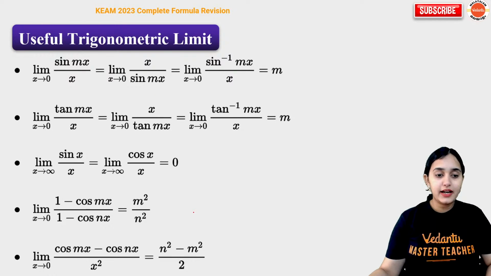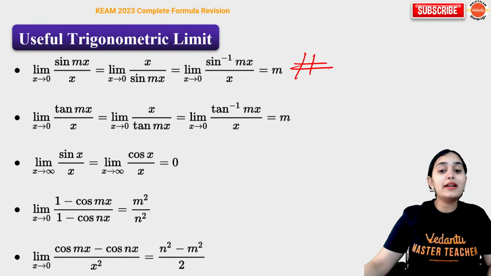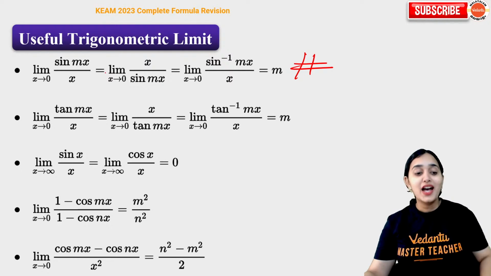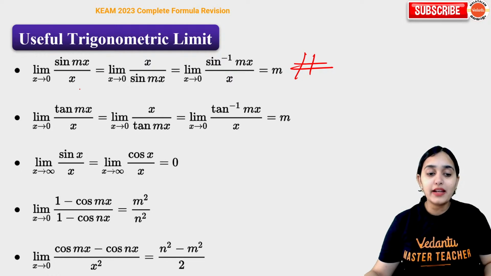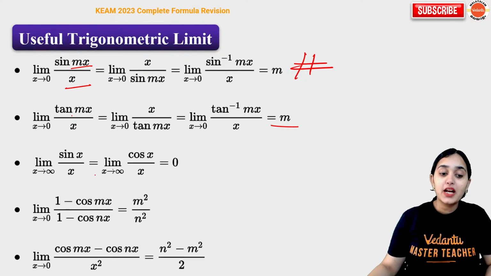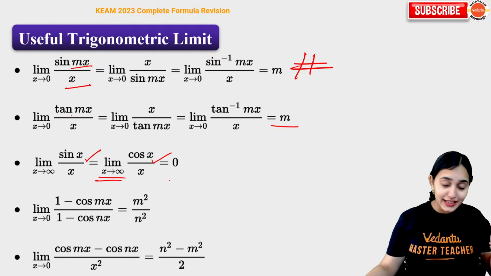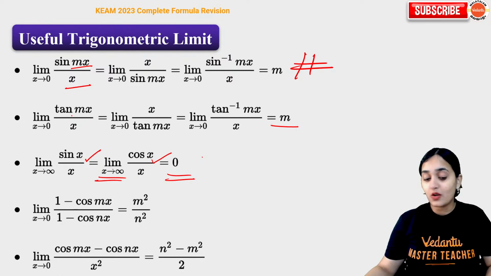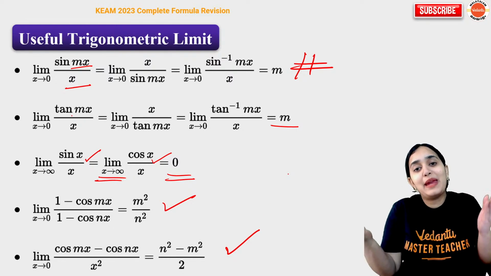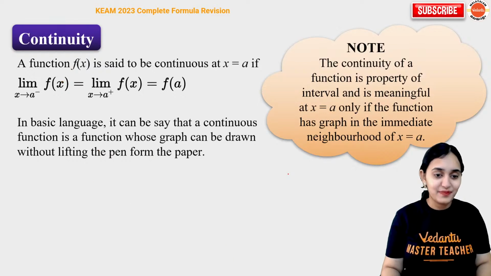Hi Diya. Next, some important trigonometric formulas. They are asked many times in the PYQs also. So, sin x upon x is 1. Sin mx upon x is m. Similarly, tan x upon x is 1. So, tan mx upon x will be m. Sin x upon x and cos x upon x, when the limit is infinity, will be 0. Remember, it will not be 1. These two formulas were not yet asked, may be asked in this year's exam.